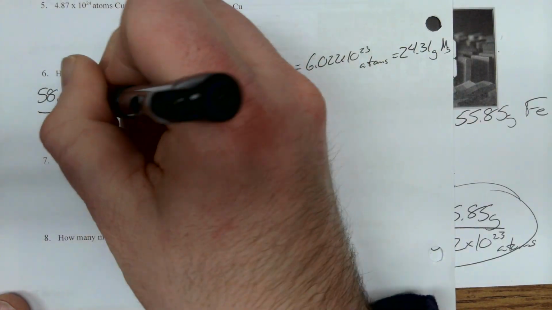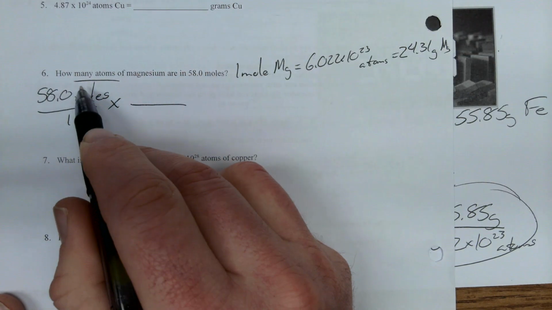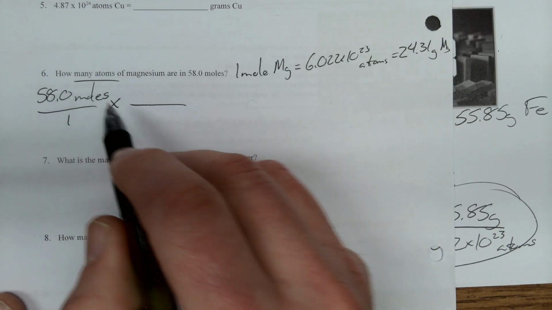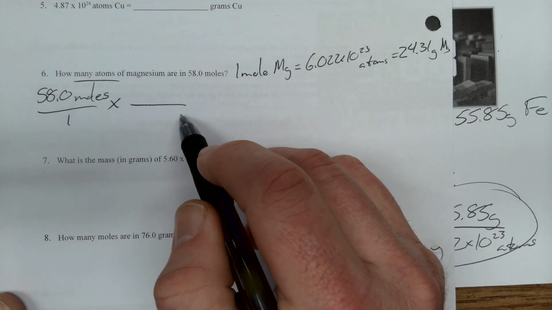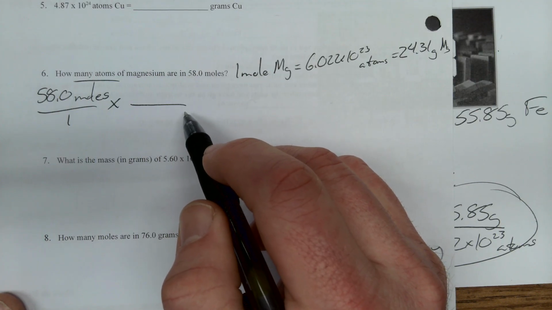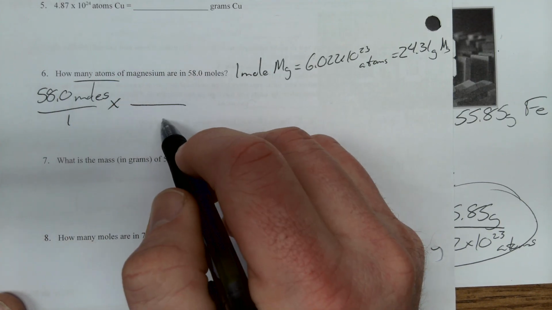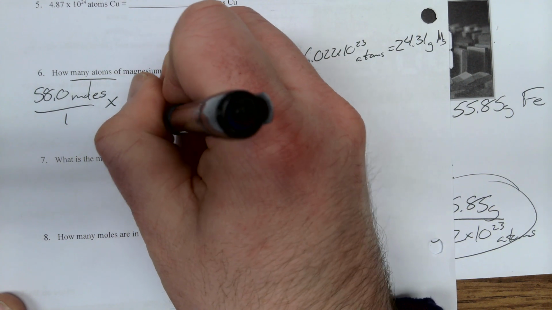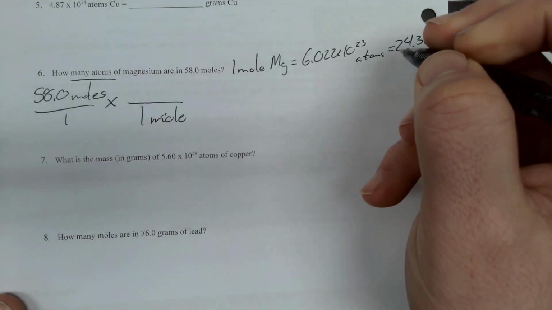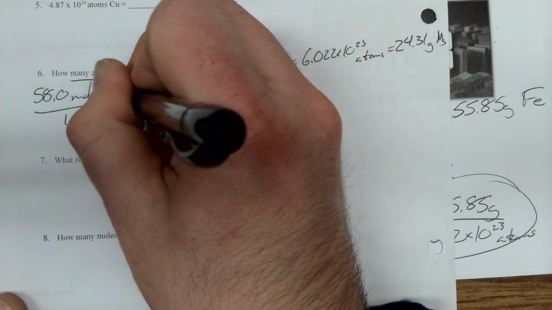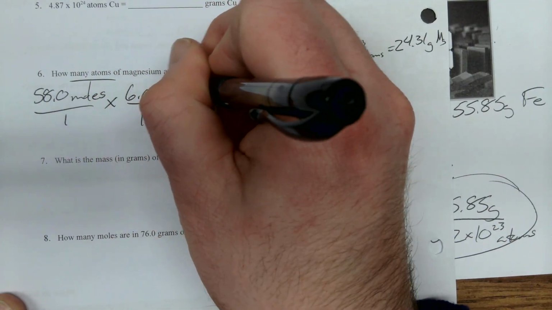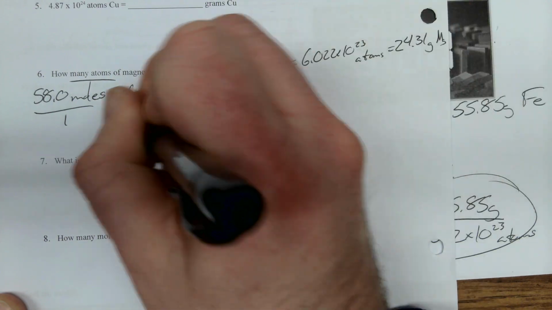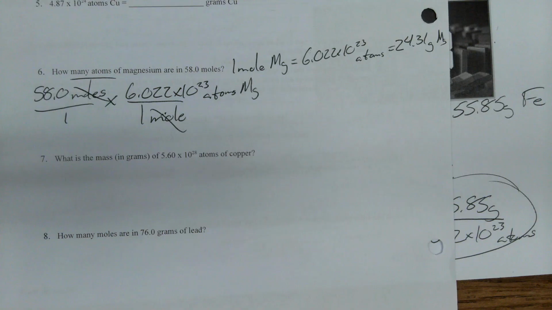So, if moles is in the numerator of my first fraction, what has to be in my denominator of my next fraction? Moles is up here. What's going down here? Moles again. 1 mole. And that's equal to my 6.022 times 10 to the 23 atoms of magnesium. My moles cancel each other out.